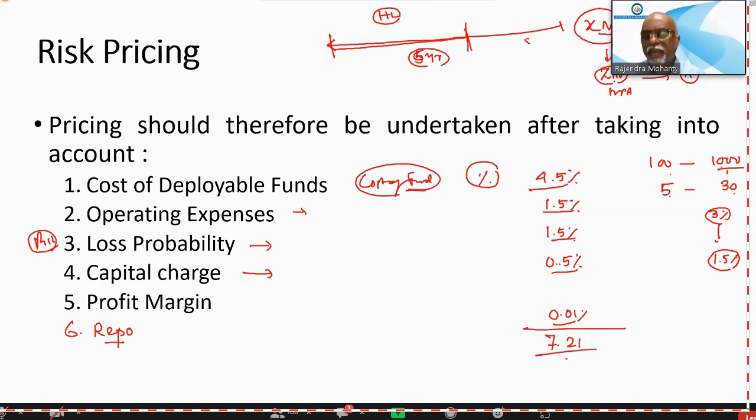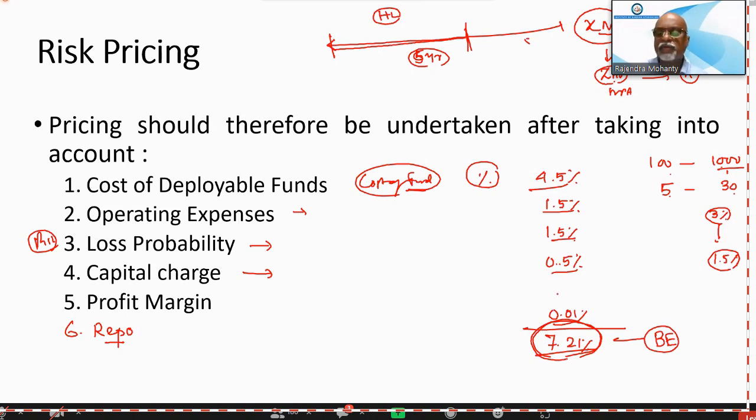$7.21. So if you charge 7.21% to the borrower, you will be at break even. That means there will be no profit and no loss. So this is the recovery of all the costs which are expended by you. Now the bank wants to earn a profit also.